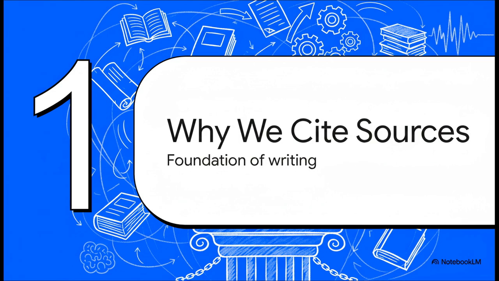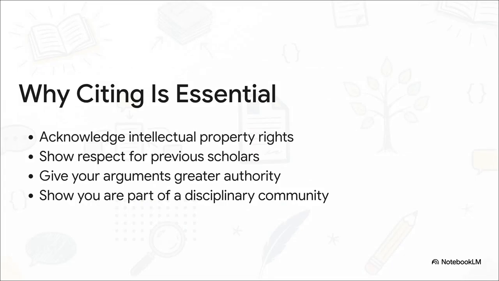First things first, let's talk about why we even need to cite the work of other researchers. It's not just about following rules, it's truly a fundamental part of academic work. So, citing your sources is absolutely essential for a few reasons. First, it's about giving credit where credit is due. You're acknowledging the original author's work. This shows respect. But it also does something important for your work. It gives your arguments more authority because you're showing they're built on existing, solid research. And finally, it's how you show that you're joining the academic conversation in your field.